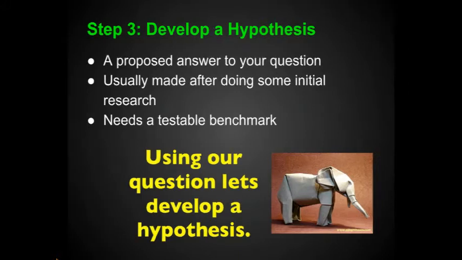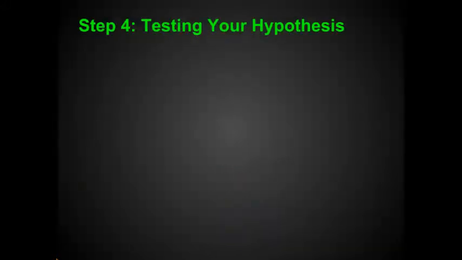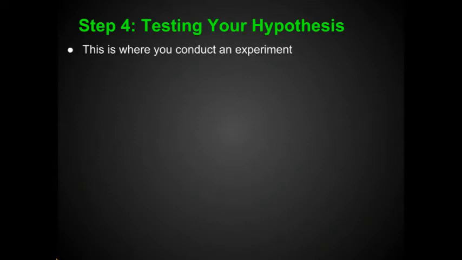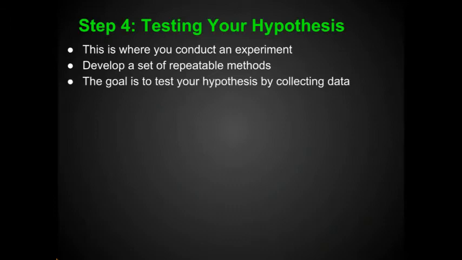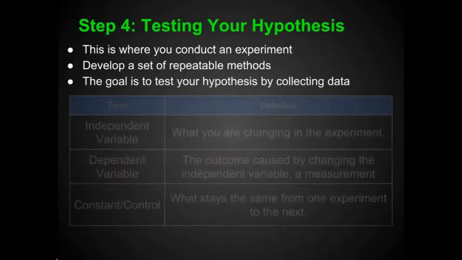Now, step four is when we start to test this hypothesis. So this is where the actual experiment takes place. So you're going to develop a set of repeatable methods. So these are methods that you can repeat over and over again. Someone can take your methods and be able to duplicate what you're doing. Now, the goal is to test your hypothesis by collecting this data.